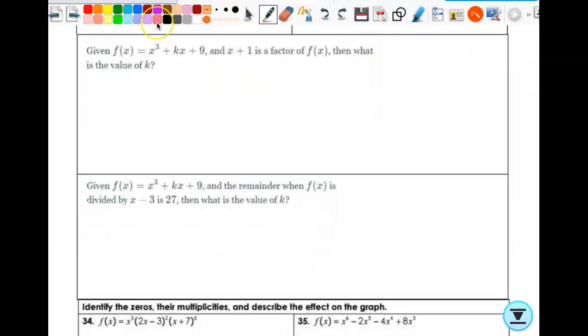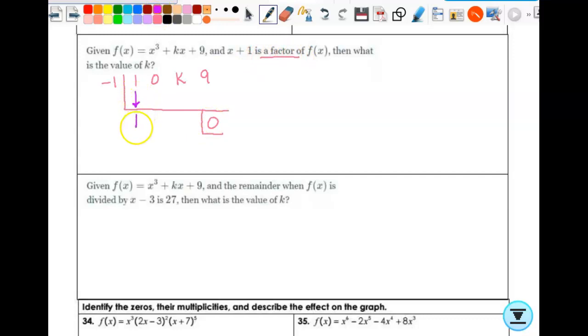So on these, when I have x plus 1, I'm going to use my synthetic division, so I'll have a -1 outside. This is x cubed, so I should have 4 terms. I'm missing my x squared term again. Seems to be a popular one to be missing. So I have 1, then 0, then k, then 9. Okay. So when I do this, I should have something to fill in for my remainder, and since it says it is a factor, my remainder is 0.